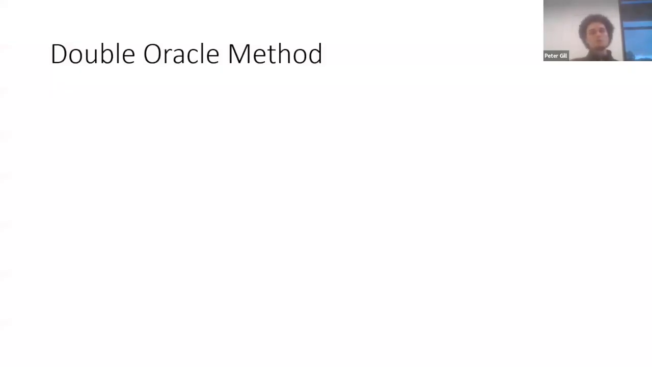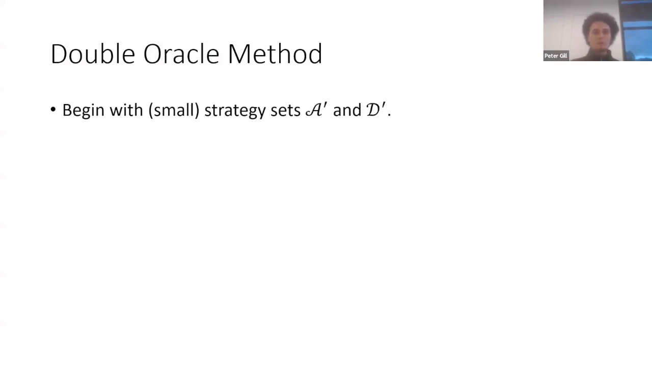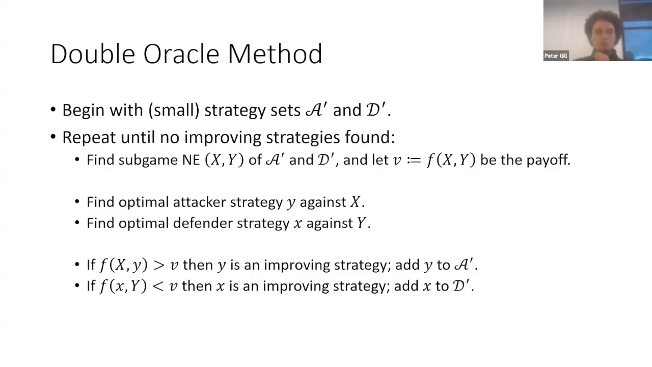So the double oracle method looks like the following. I begin with small strategy sets, A dash and D dash. I can get these from heuristics or the like. And then I'm going to repeat the following. I can find a Nash equilibrium of my small sets A dash and D dash and find the payoff. By the way, this is a very quick operation. I can do that with a very simple linear program.